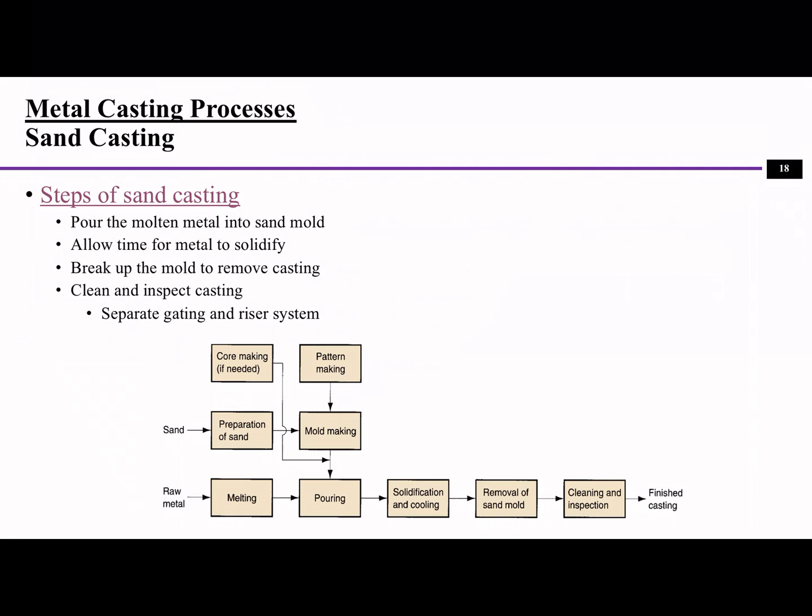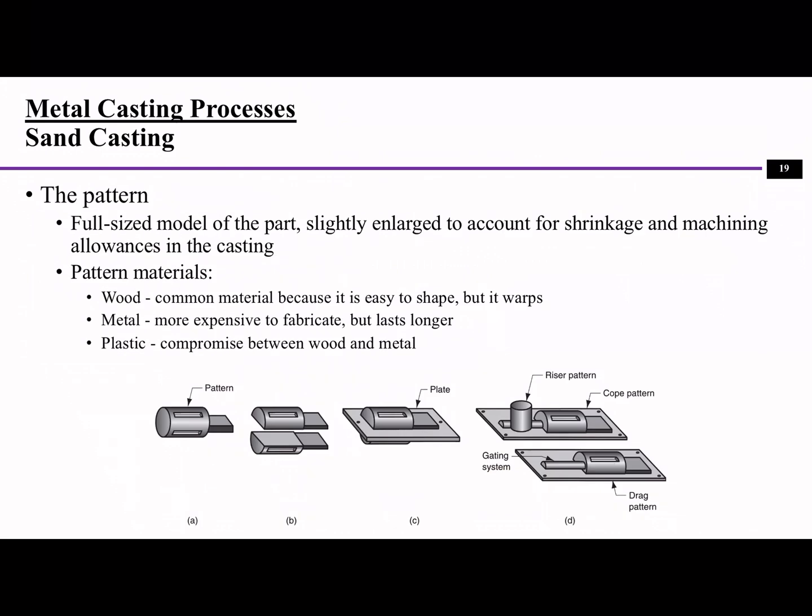So for the steps of sand casting, first we pour the melted metal into the sand mold, and then we allow time to let it solidify. After that, we're going to break up the mold and remove the casting, and lastly, we're going to clean up the casting and also inspect the dimensions. So this is sand casting.